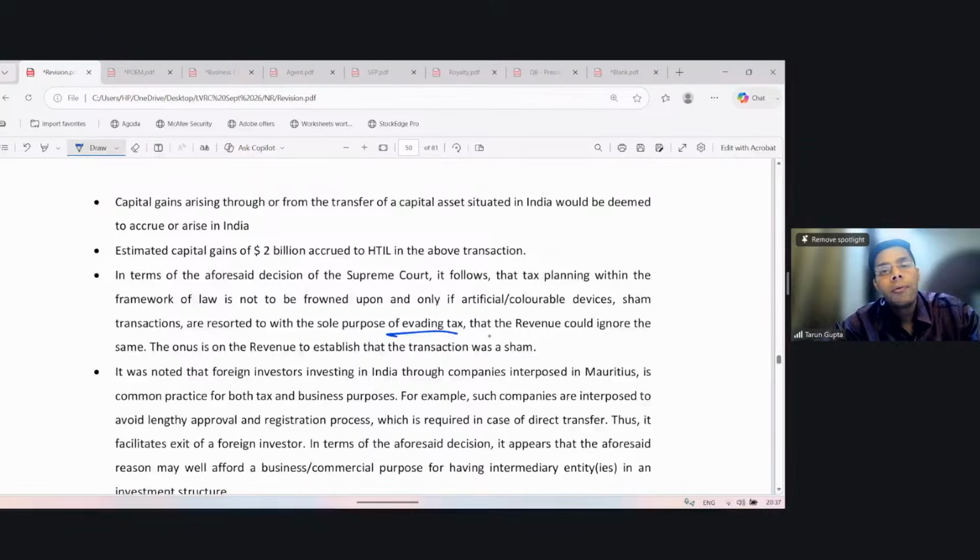So it says that foreigners invest through Mauritius not only for tax purposes, but also for business purposes, because they want to avoid the lengthy approval and registration process which is required in case of direct transfer. So this by itself proves that the structure is not only influenced by the tax motive, and it facilitates the exit of foreign investors. In terms of the aforesaid reason, it appears that it may well afford a business or commercial purpose for having intermediary entities in an investment structure.